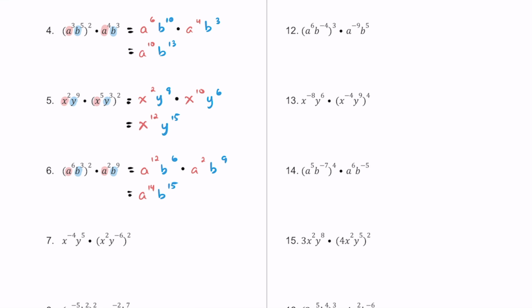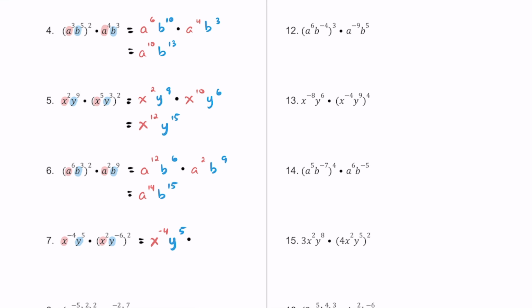For number 7, we're going to do the same process here. Just notice that we have negative exponents, otherwise everything's the same. So let's go ahead and start with the power of a power property first, and then we'll deal with our product of powers second. Okay, so first we're going to leave the first part alone. So we'll have this x to the negative 4th power times that y to the 5th power. Let's just leave that alone for now and deal with the second part.